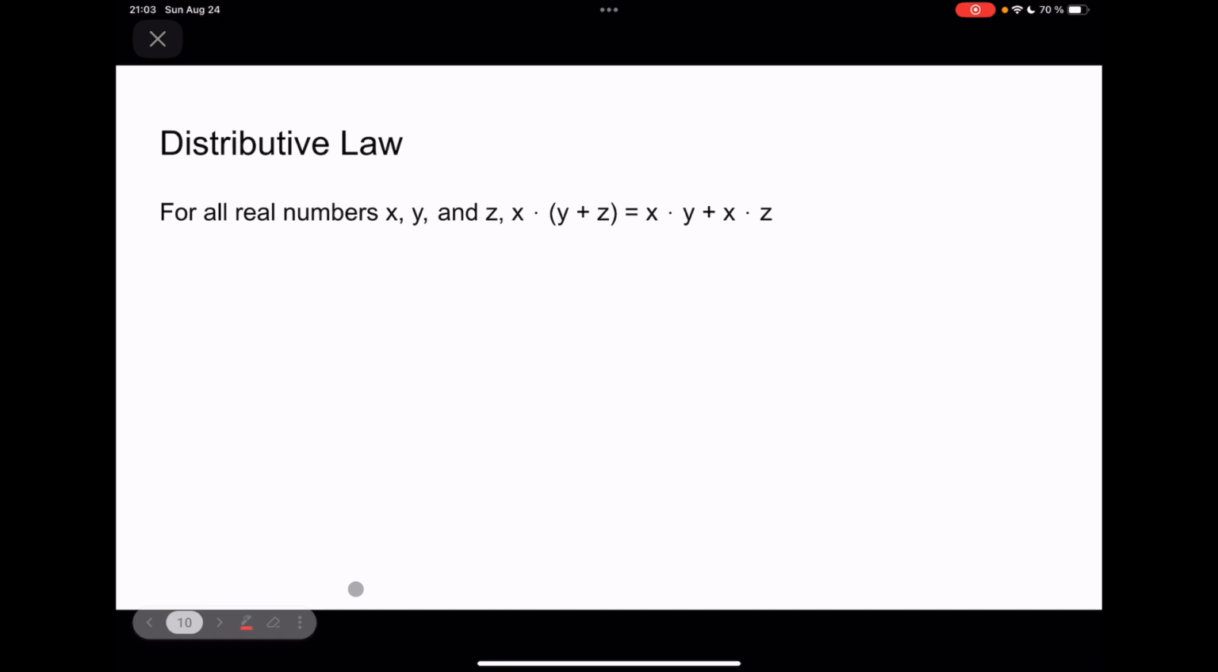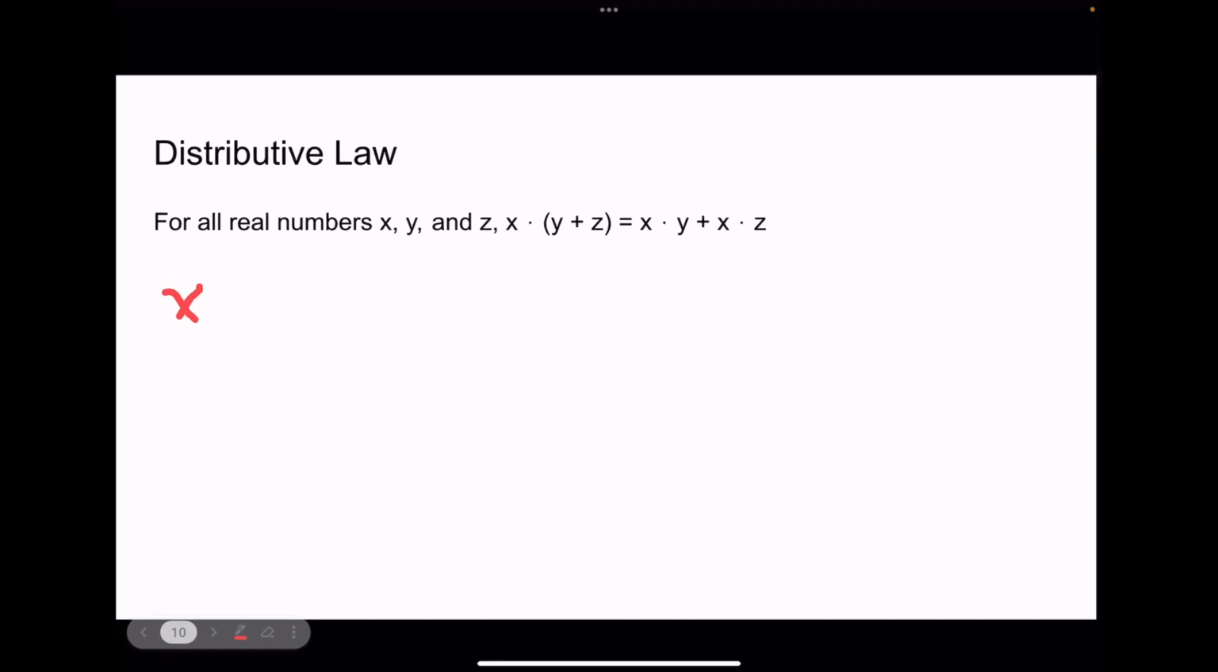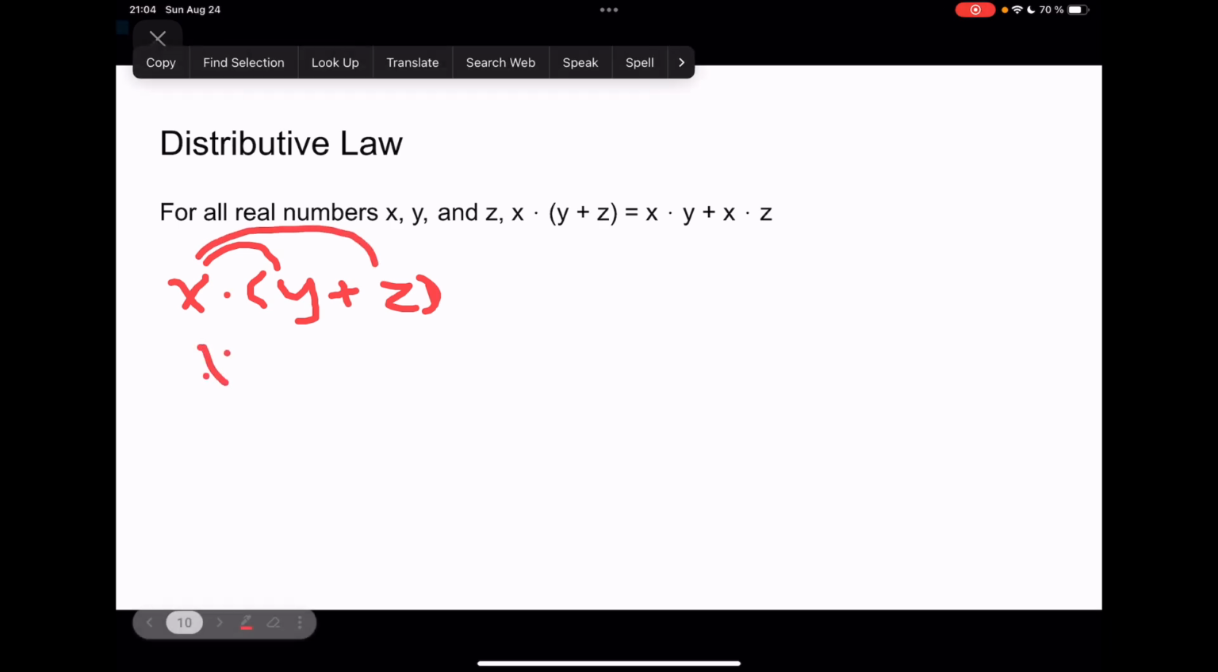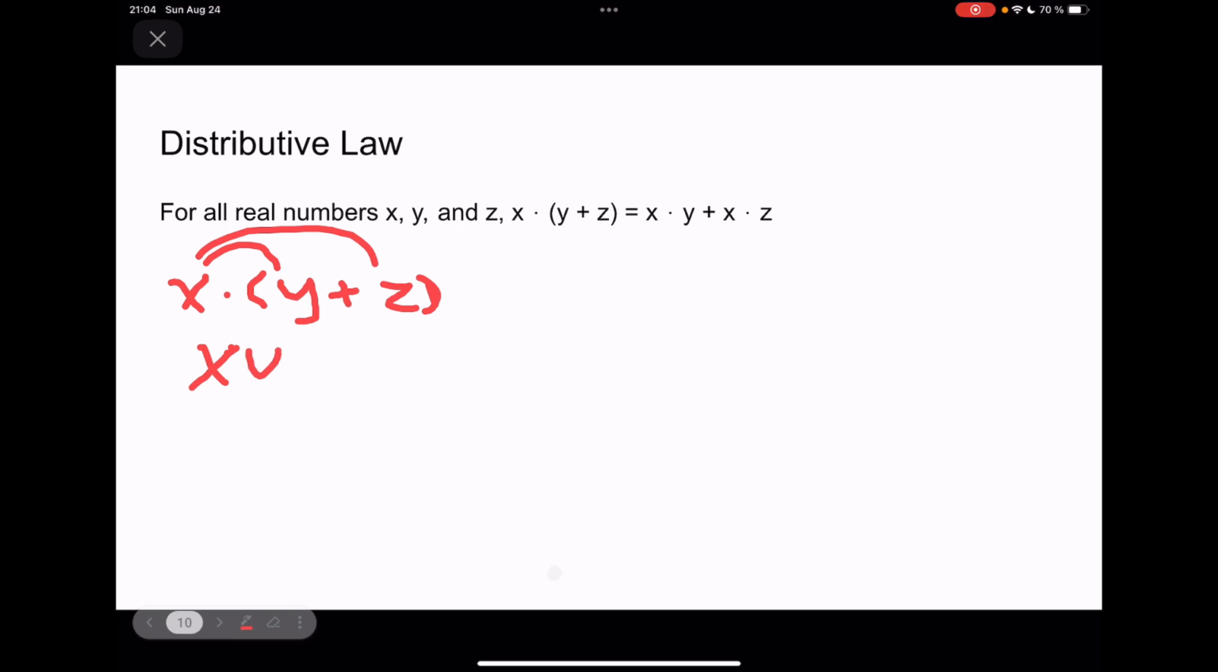This is easy stuff. X times y plus z. Okay? We distribute this x into the parentheses. So this is going to end up as x times y plus x times z. Okay? Now let's take this second half.